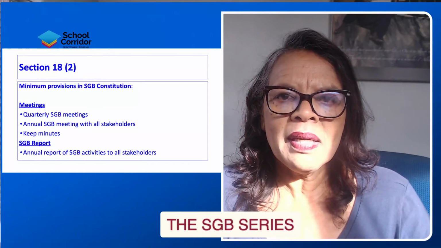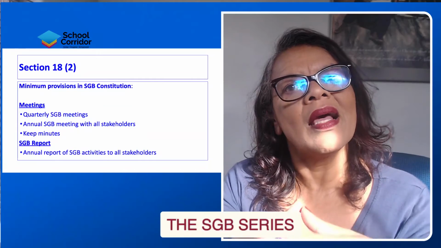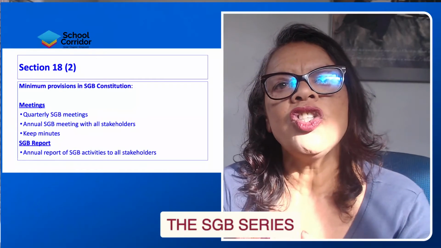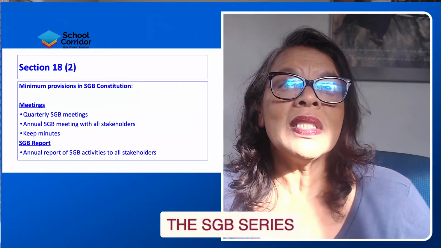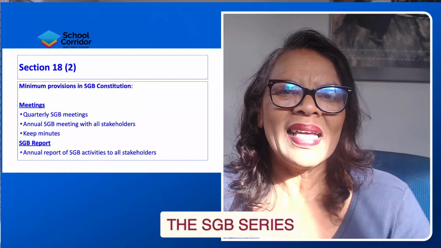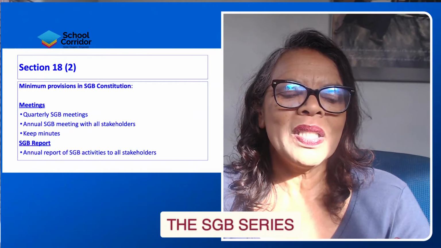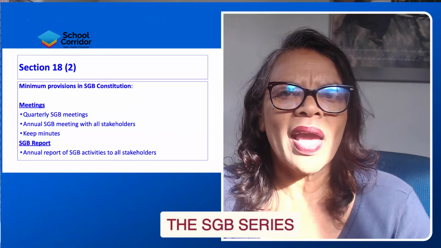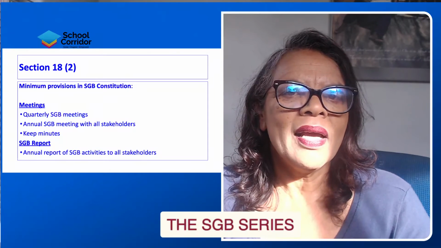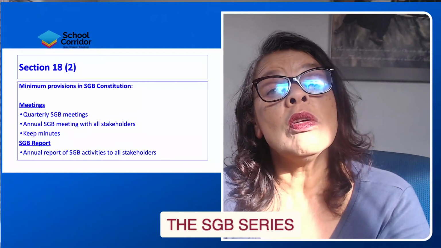The SGB must also set goals. The SGB must also have a vision, or a plan for the year. So I would say that in terms of putting this into practice, what are you going to report on? You can't just report that you had a meeting every quarter and that you had your annual meeting. What about your goals? What goals did you set?